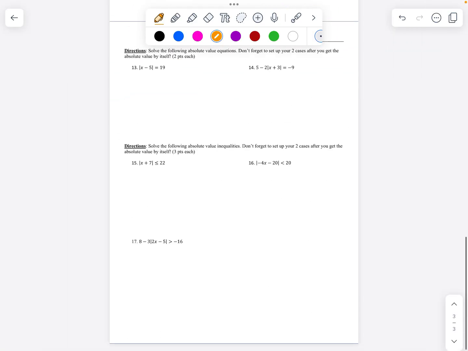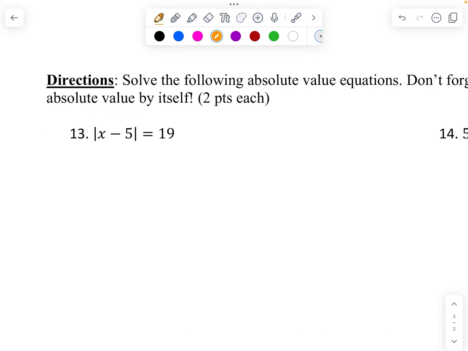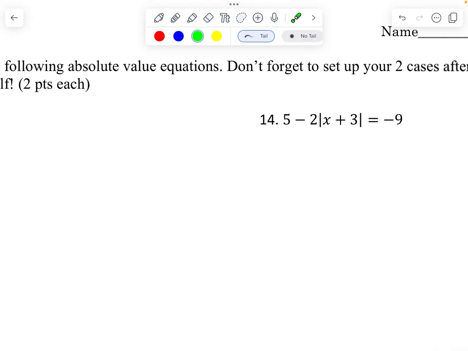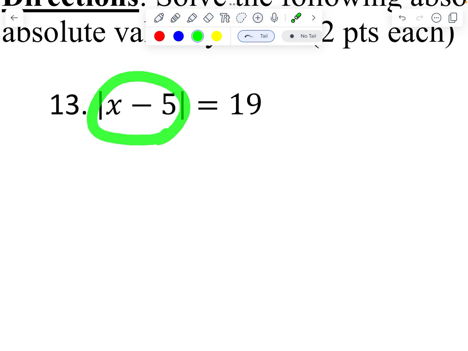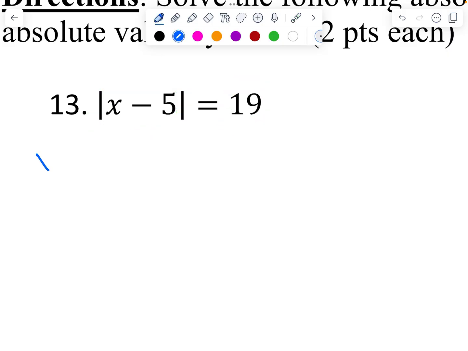All right, now we got some absolute value stuff here. So get the absolute value by itself first, which this one already is, but notice over here it's not. So I'll show you how to handle that. But remember, this is distance from 0. So our distance from 0 can either be 19 or negative 19. So this is what it's talking about when it says set up two cases. You have where the distance is 19 or the distance is negative 19. And then you just solve these separately. So add 5 and you get x equals 24. And add 5 again and you get x equals negative 14. The steps will always be the same, which is nice. So those are your two solutions there.